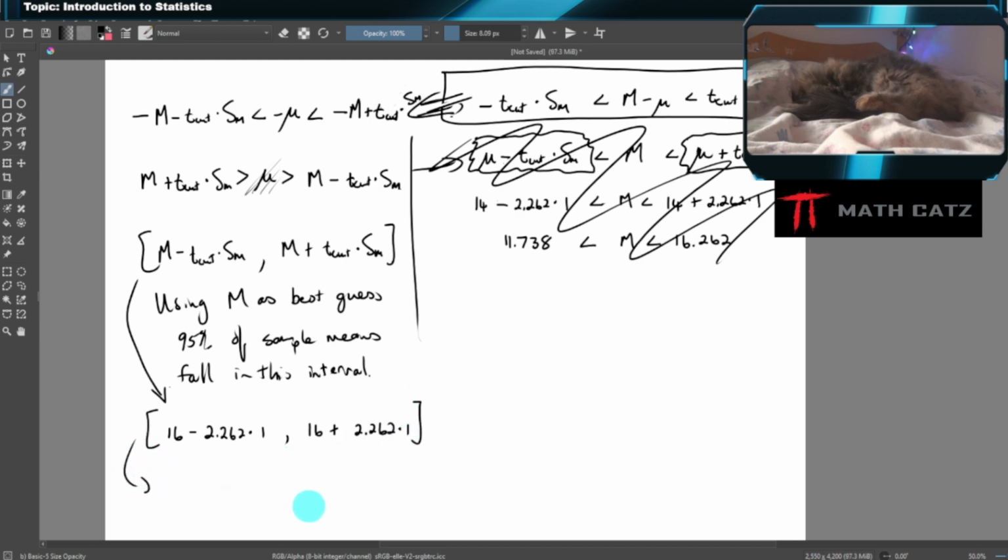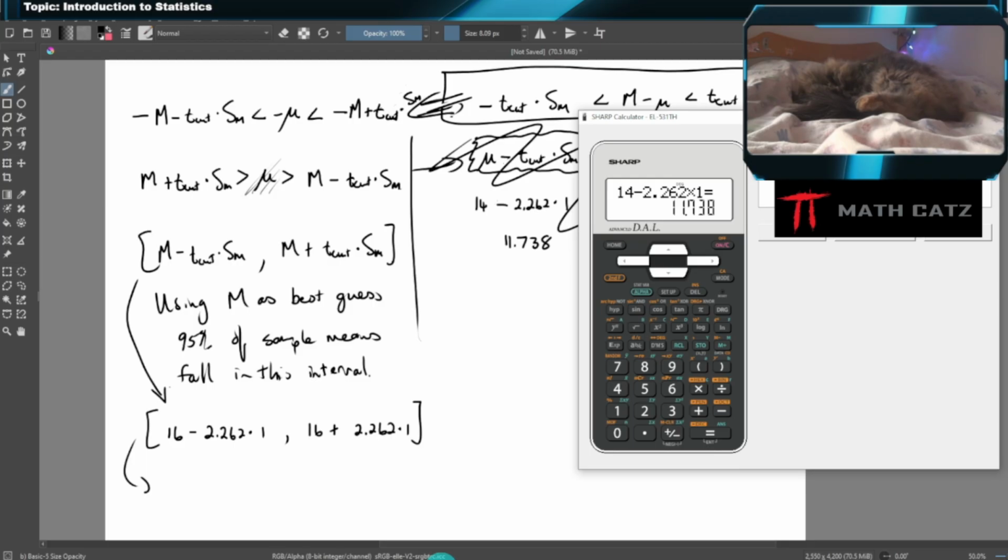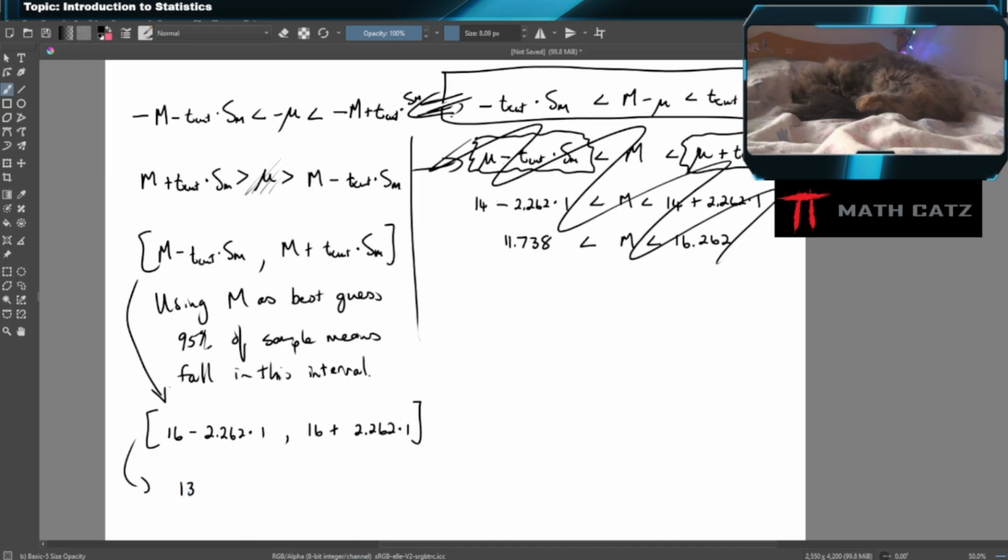One more. Let's, for dramatic effect, use the calculator again. I so rarely use this application. I want to use it. 16 minus 2.262 times 1. 13.738. I know it looks very similar to the previous one, but we're technically looking at it from a different side, I guess is the best way to say it.